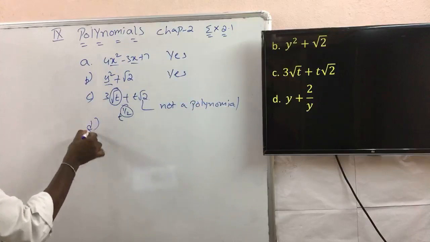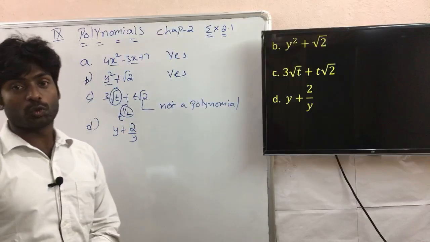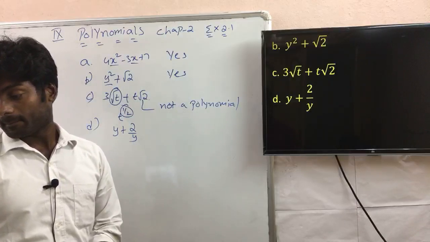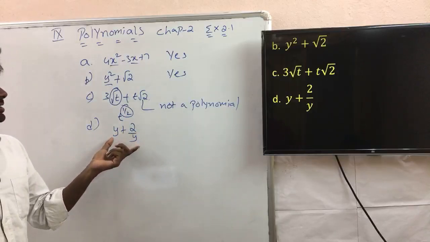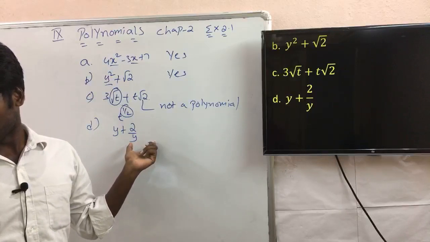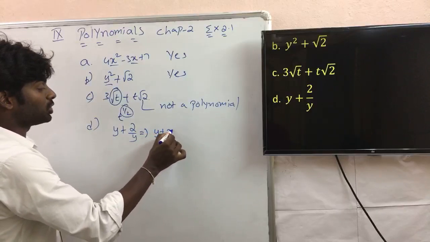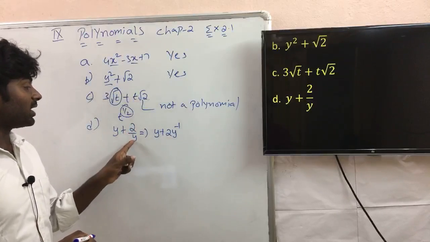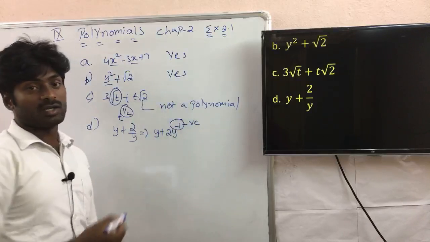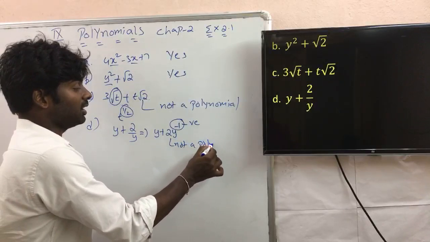And go for the fourth, y plus 2 by y. Is it a polynomial in one variable? No, it is also not a polynomial, because if you modify this, 2 by y can be written as 2 into y power minus 1, since 1 by y is y inverse. So we got a negative integer. Obviously it is also not a polynomial.